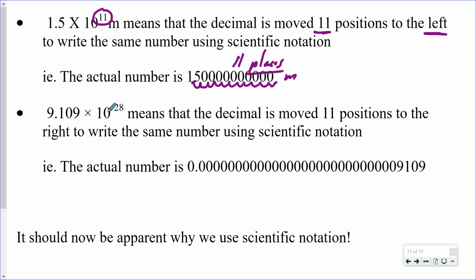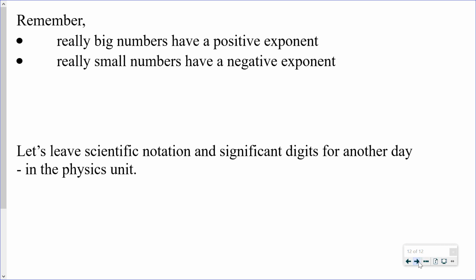For this number here, that's a whole bunch of zeros that I've written, but it means that we're moving the decimal 28 places to the right. If we count all of these over, all the way to this position right here, that should be 28 positions. As I've written here, it should be obvious why you probably want to write things in scientific notation rather than writing all of those digits. So a couple of things to remember: really big numbers have a positive exponent, and really small numbers have a negative exponent.